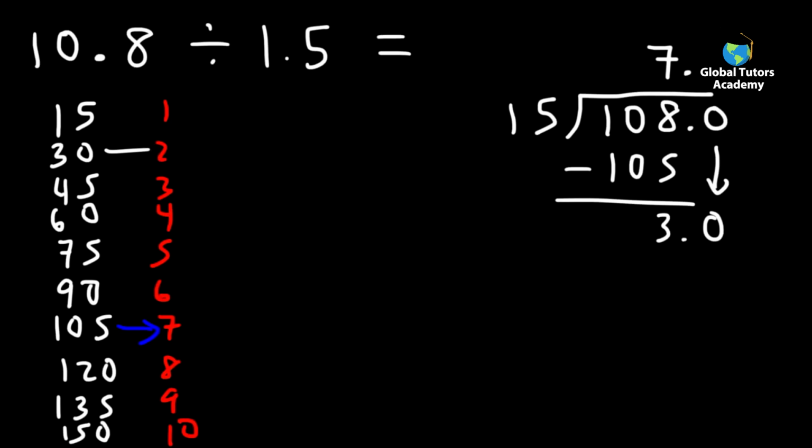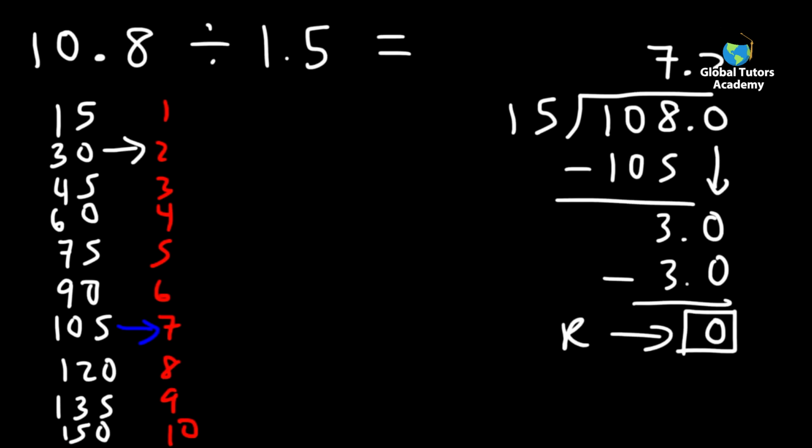How many times does 15 go into 30? 15 goes into 30 exactly 2 times. So if 15 times 2 is 30, 15 times 0.2 is 3. And so we have a remainder of 0. Once you get a remainder of 0, what you have on top here is your final answer. So therefore, 10.8 divided by 1.5 is 7.2. And so that's it for that problem. Now let's try another one. This one is going to be a bit harder.